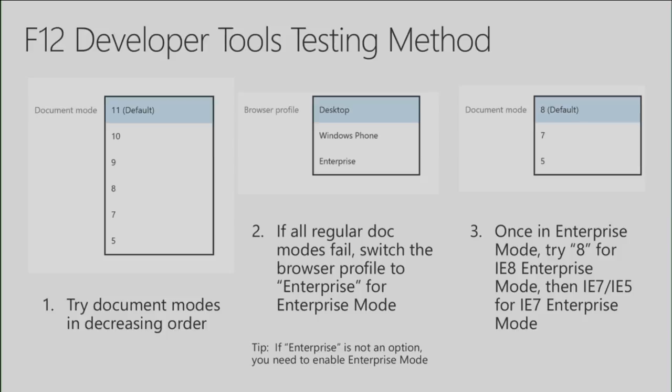So we can scroll down from IE11 to all the way down to 5. And 5 is 15 years old. It's a long time ago. So it really renders in some really basic HTML. But if that's what the web page needs, it works.